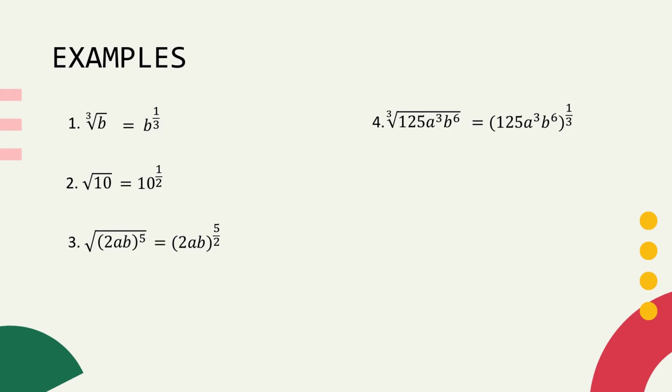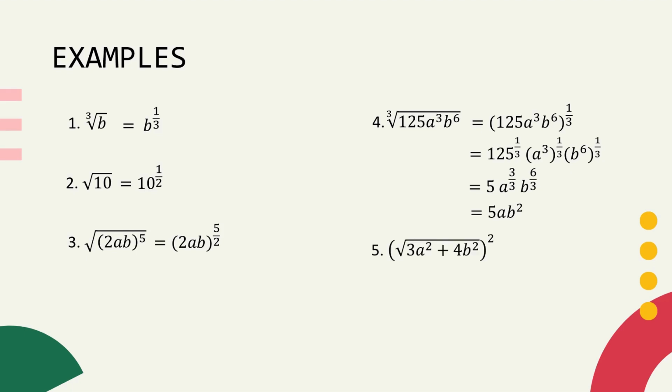Let's apply power of a product rule, wherein we will distribute our rational exponent 1/3. It will become quantity 5 cubed raised to 1/3, quantity a cubed raised to 1/3, quantity b raised to 6 raised to 1/3. 125 was rewritten as 5 cubed since 125 is a perfect cube. Now let's apply power of a power rule. This becomes 5 raised to 3 over 3, a raised to 3 over 3, and b raised to 6 over 3. We further simplify, this becomes 5ab squared.